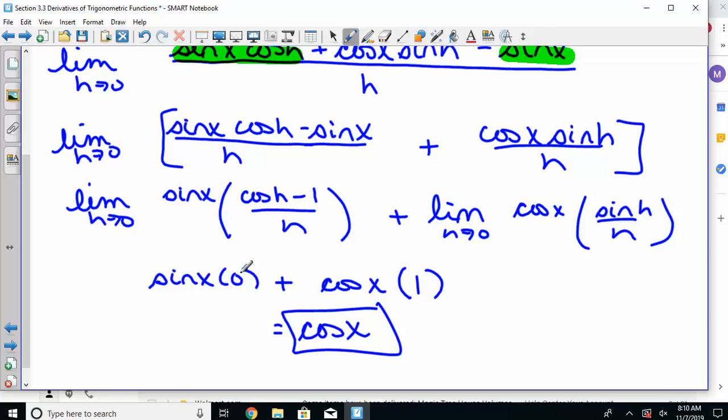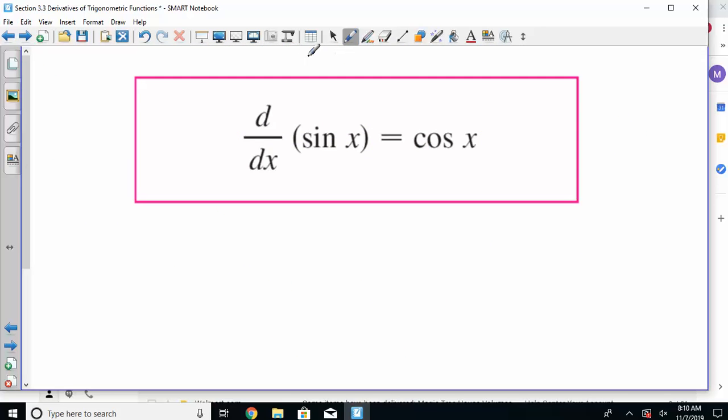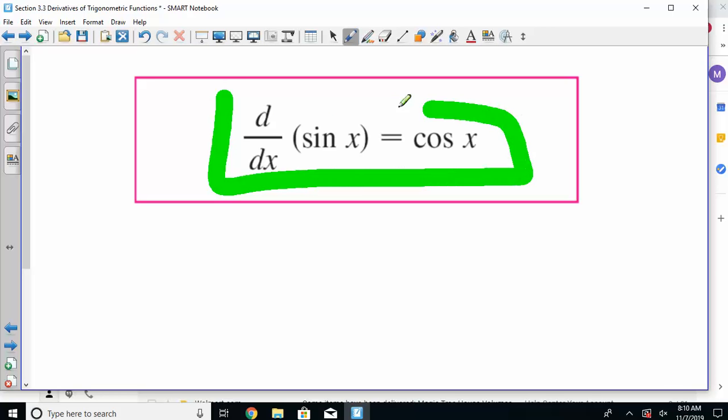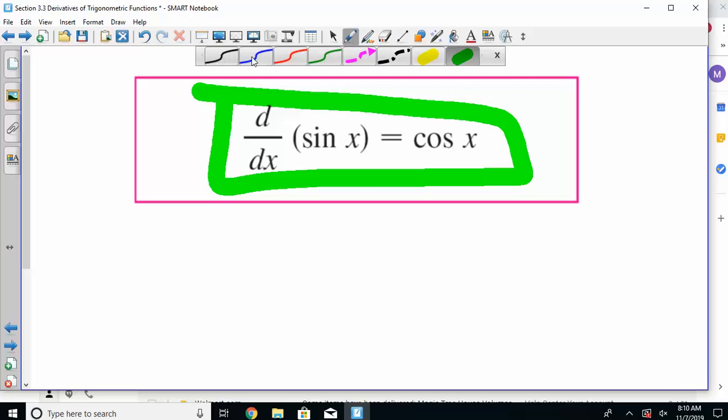So from this point forward, you have to know the derivative of sine is cosine.